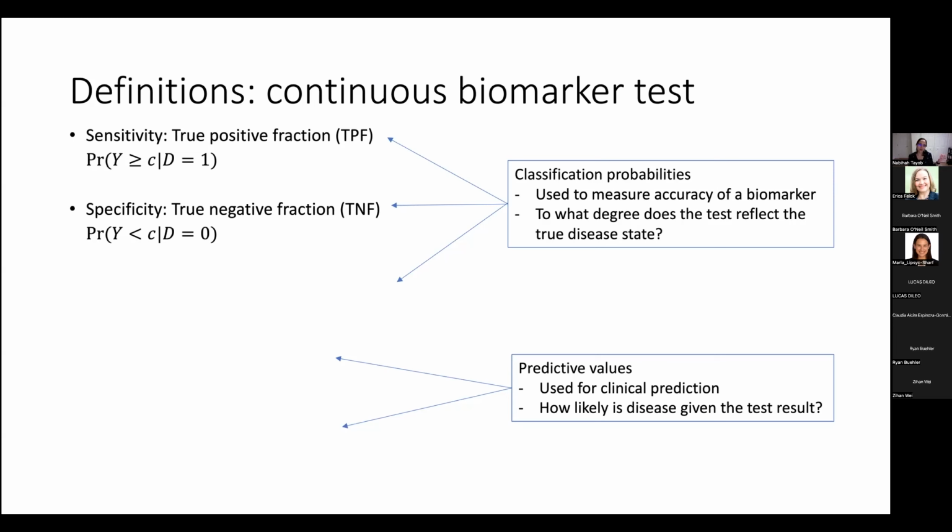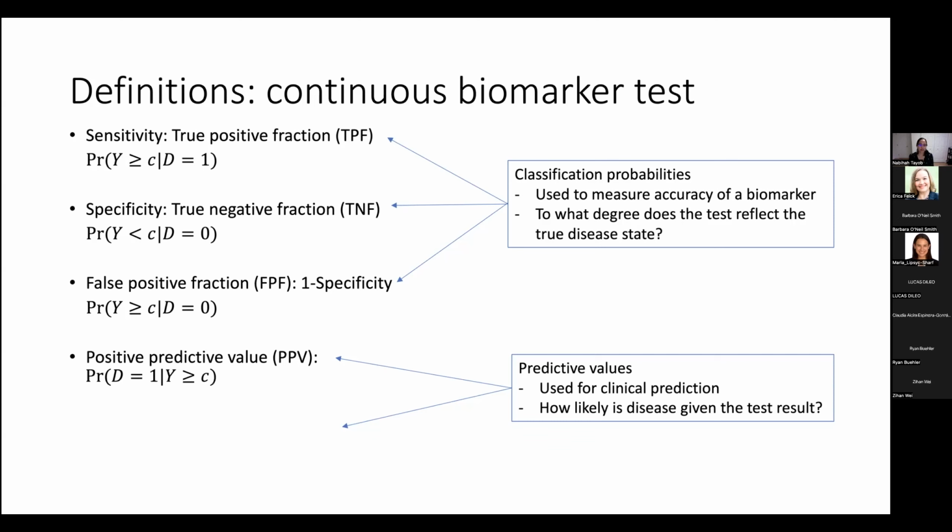When your biomarker is below the threshold, then that's a test negative. And the false positive rate is similarly defined. Positive predictive value, same thing. Among those who have biomarkers at or above the threshold, what's the probability of having disease? Negative predictive value: among patients with biomarkers below the threshold, what's the probability of being disease-free? So we have equivalent definitions that are based on dichotomizing your continuous biomarker.